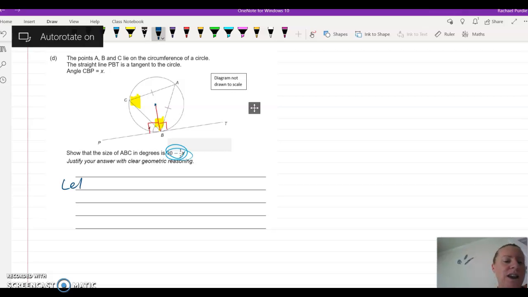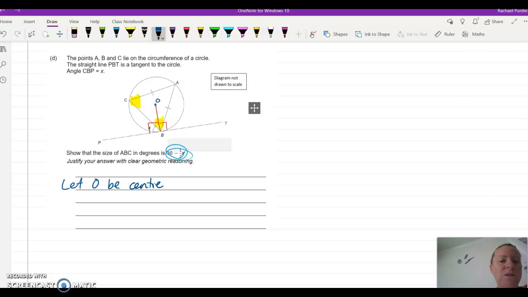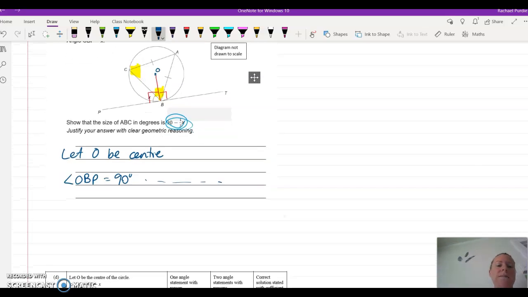So let's do that, okay? Let O be the center. Call it O because that's often what they call it in circle geometry, isn't it? Okay, so if O was the center, then this angle here, angle OBP, is 90 degrees, isn't it? And then you'd put your reason there, okay? Tangent to a circle.